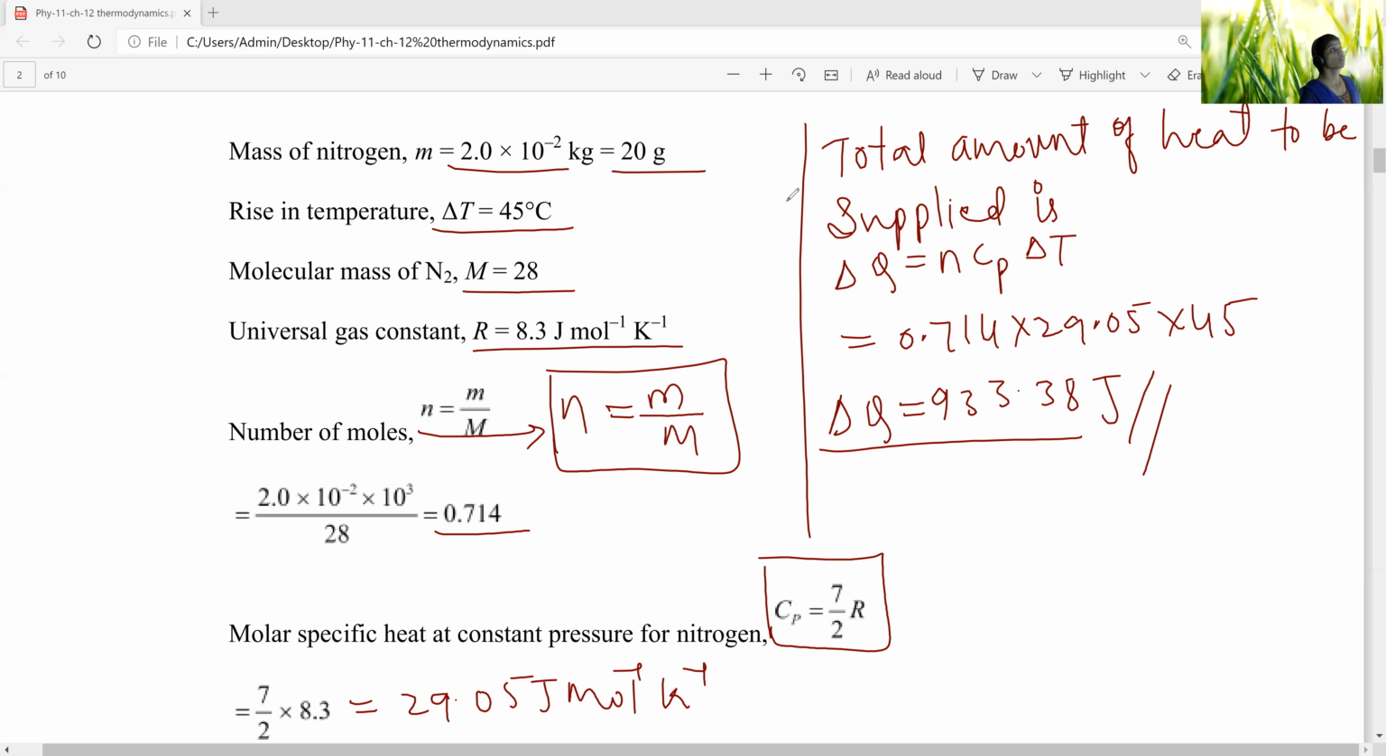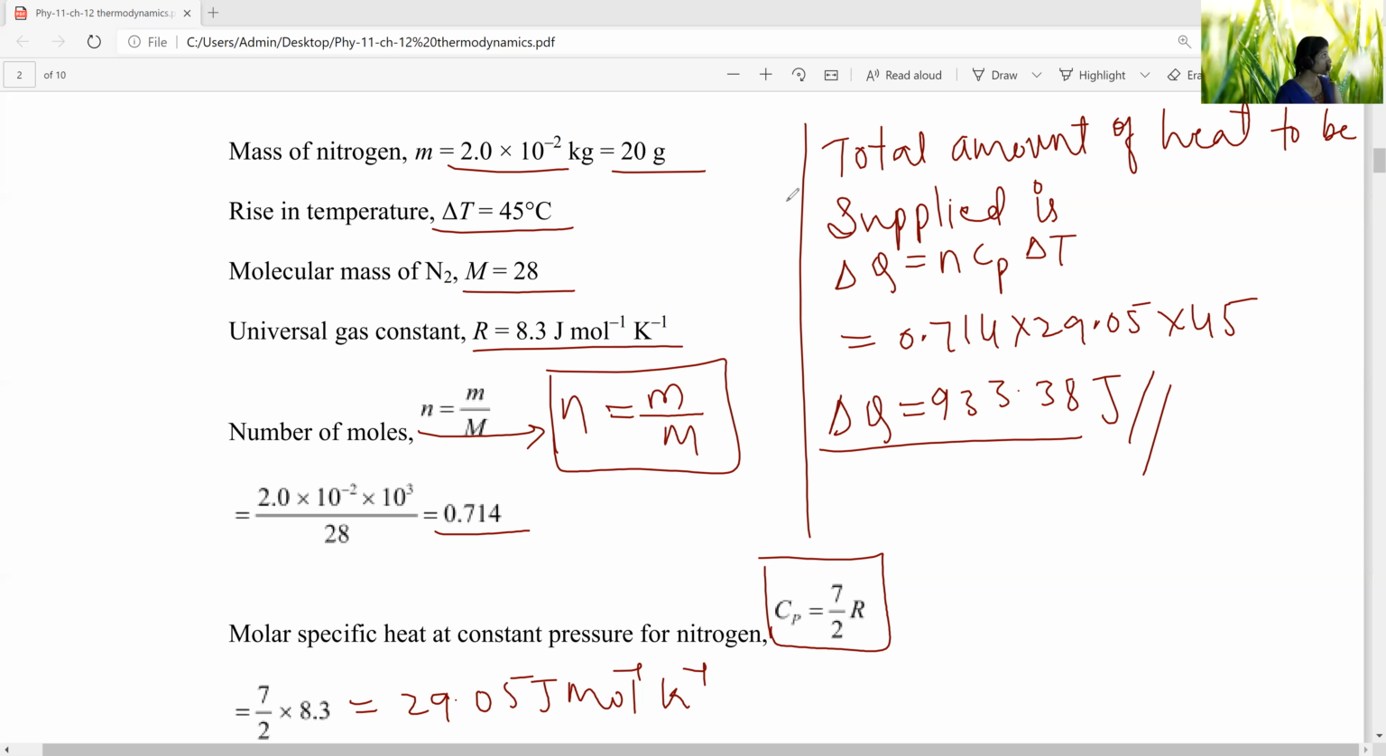Rise in temperature delta T value 45 degrees Celsius is given. Molecular mass of nitrogen they have given, that is M is equal to 28. Universal gas constant that is always constant, that is R is equal to 8.3 joules per mole per Kelvin. Number of moles is calculated by using formula small m divided by capital M.